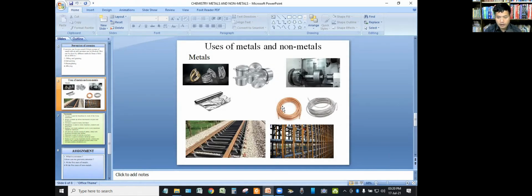And next, we have copper wire and aluminum wire. These are used for electric wire. These are used to transfer electricity from one place to another. And next, we have a railway track. It is also made from metal. And next, we also have iron bar. This is used for constructing houses. These are some of the uses of metals.